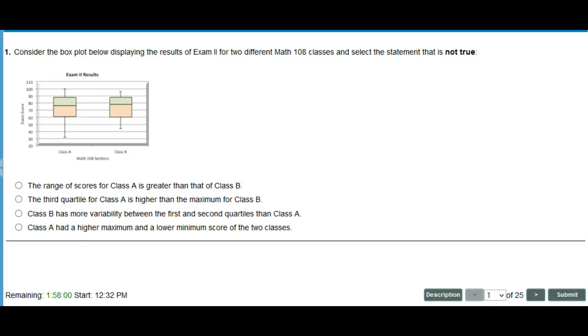The range of scores for Class A is greater than that of Class B. The third quartile for Class A is higher than the maximum for Class B. Class B has more variability between the first and second quartiles than Class A. Class A has a higher maximum and a lower minimum score of the two classes.